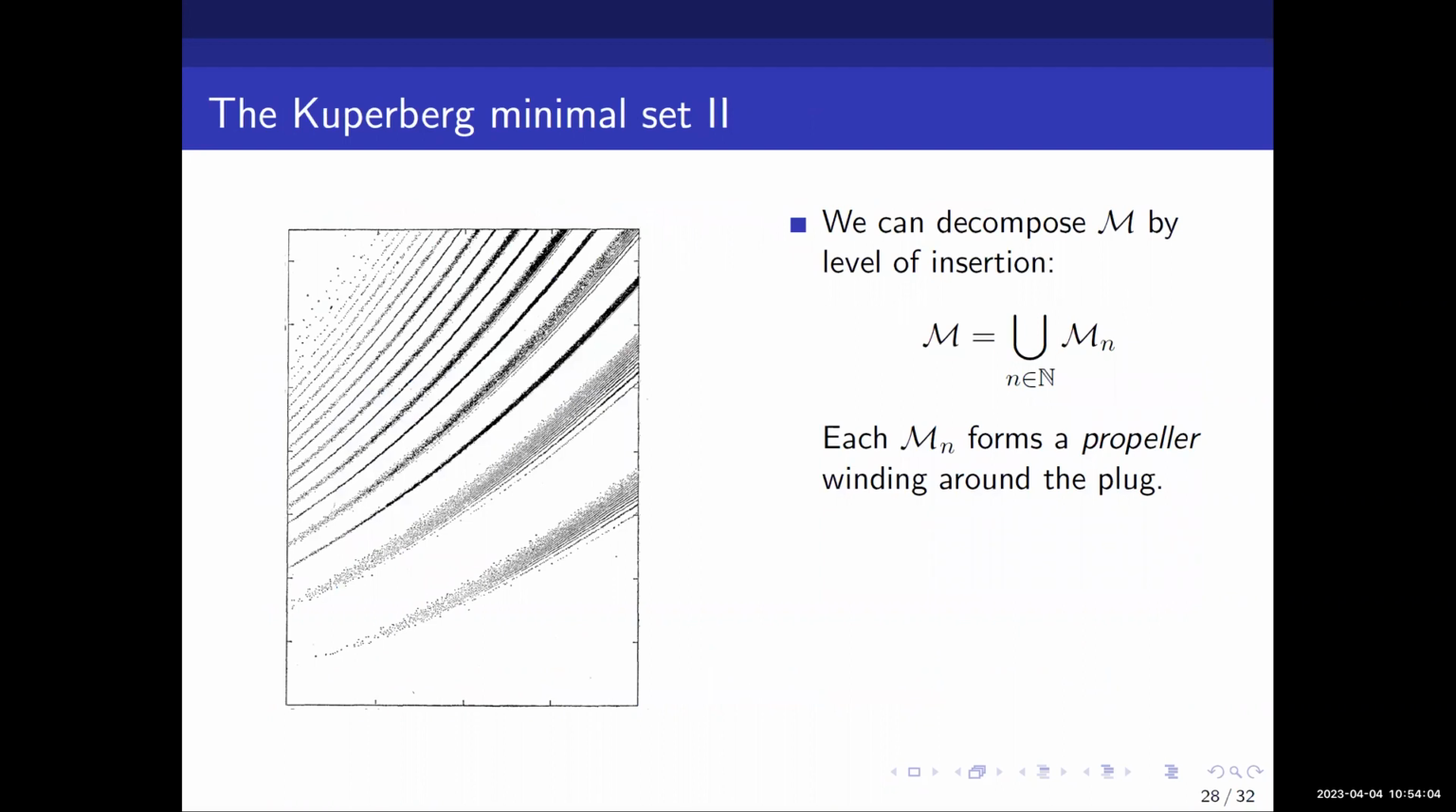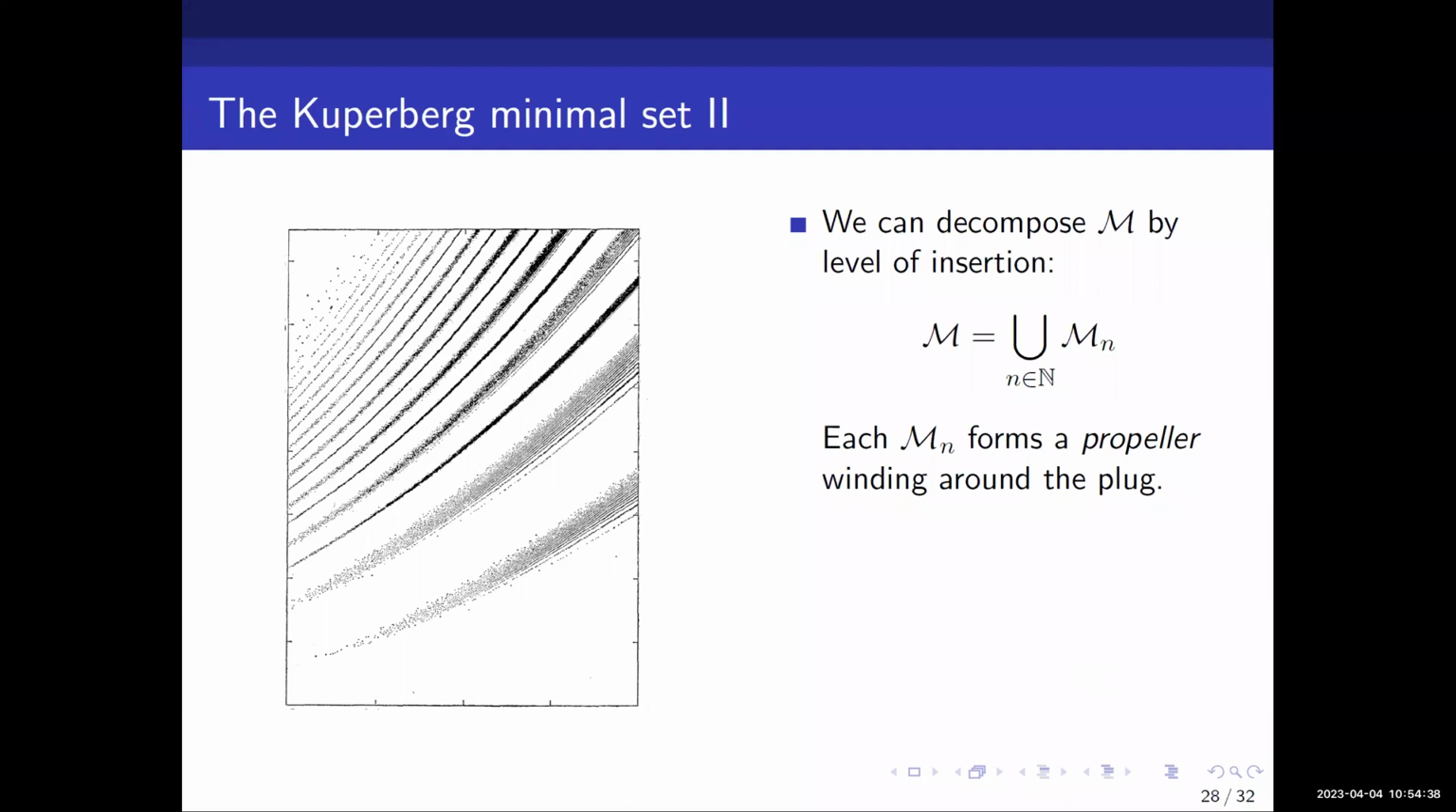So to try to understand this thing, you decompose it by a level of insertion. By level of insertion, I mean how many times, if we start flowing, has this reappeared in the base of the plug and started flowing again? Each time it does, I'm going to get some new generation of my Cantor, of my minimal set. So I'm going to stratify this minimal set by level of insertion, just to try to understand each level, and then maybe I can put them together. Herder and Rechtman termed each level a propeller.